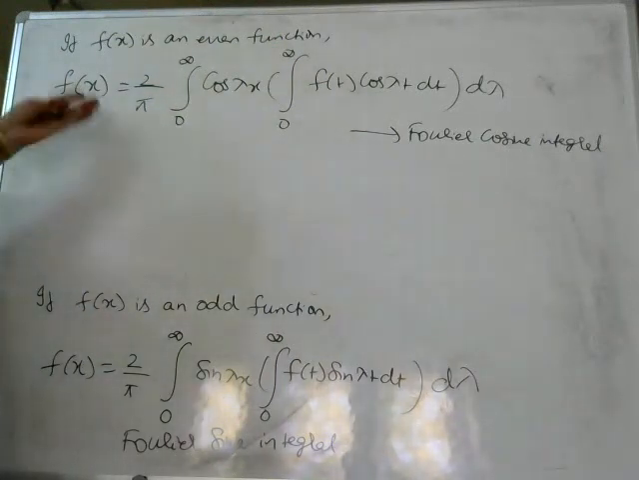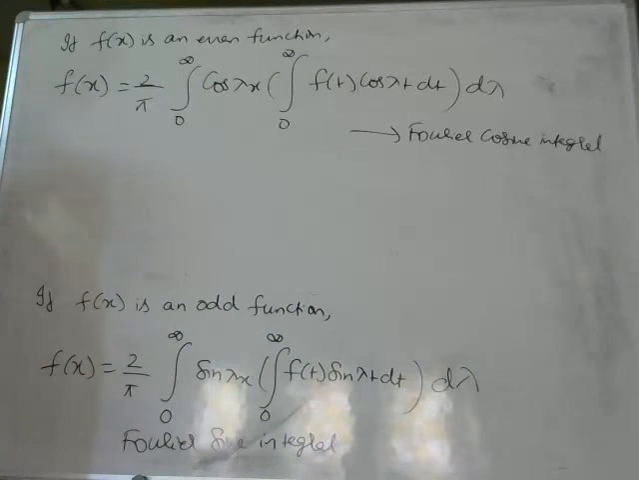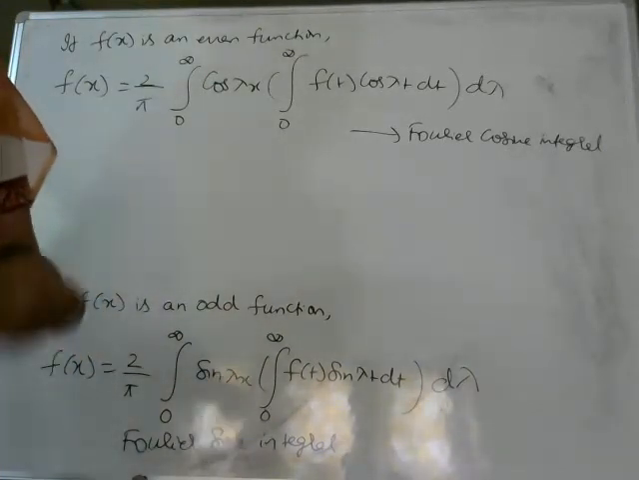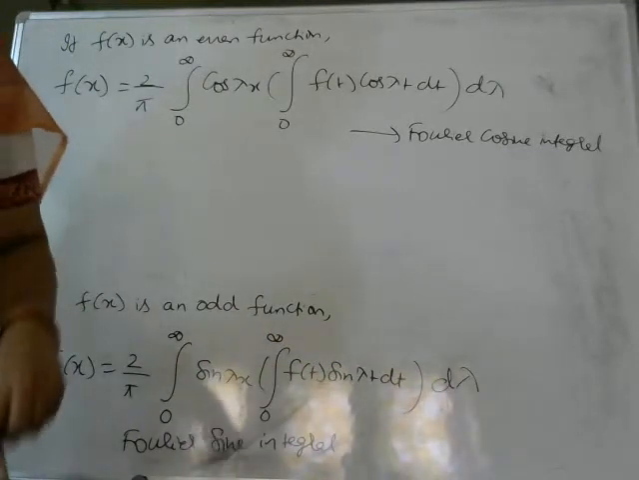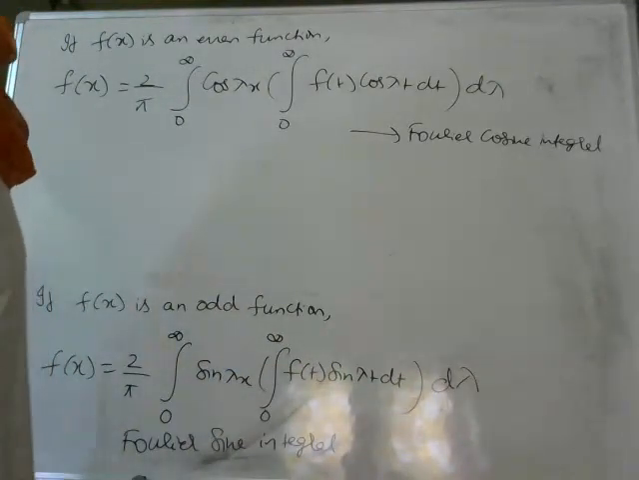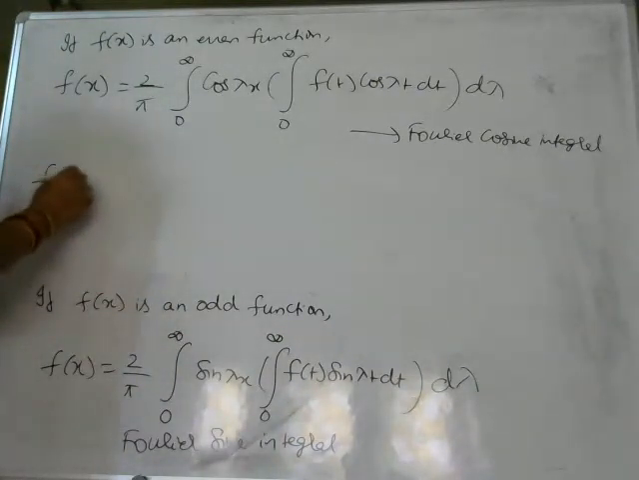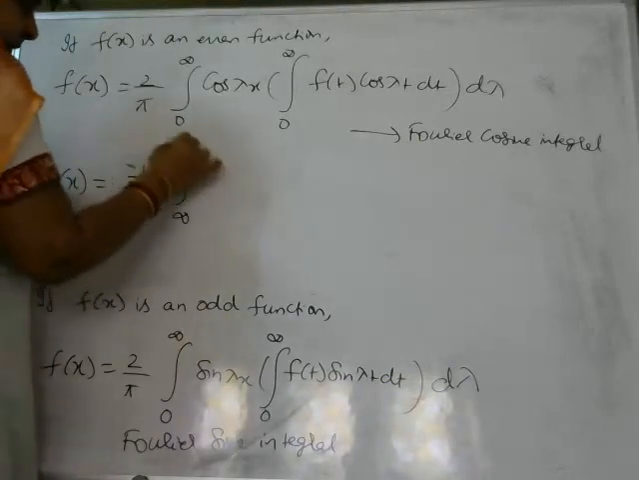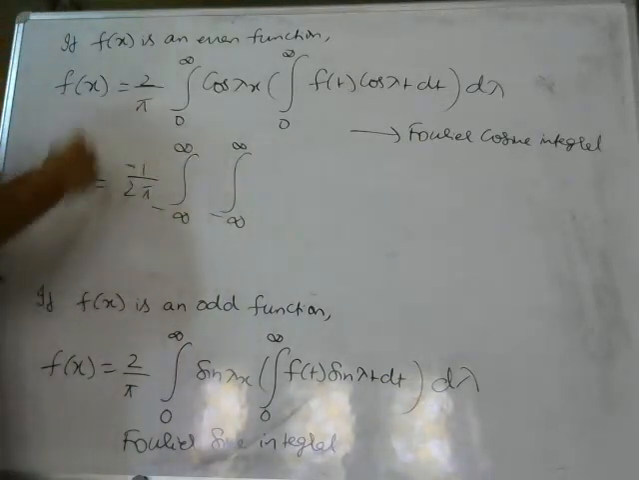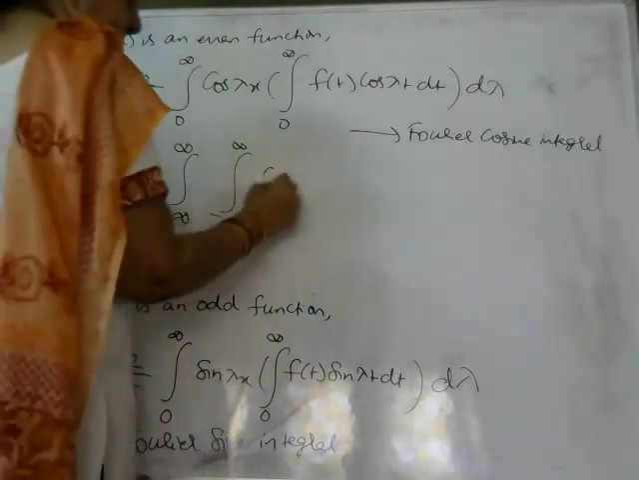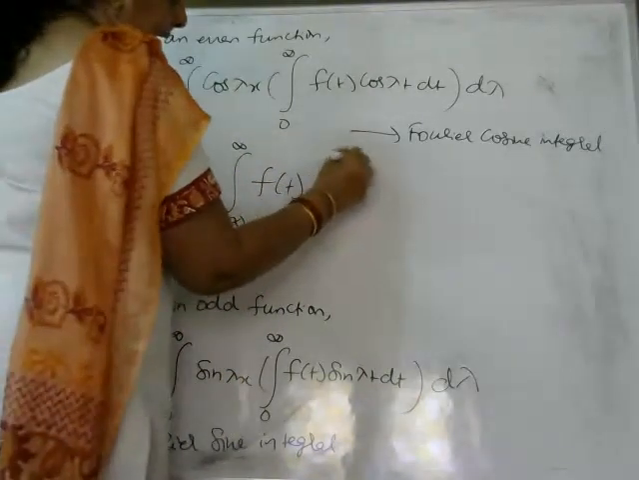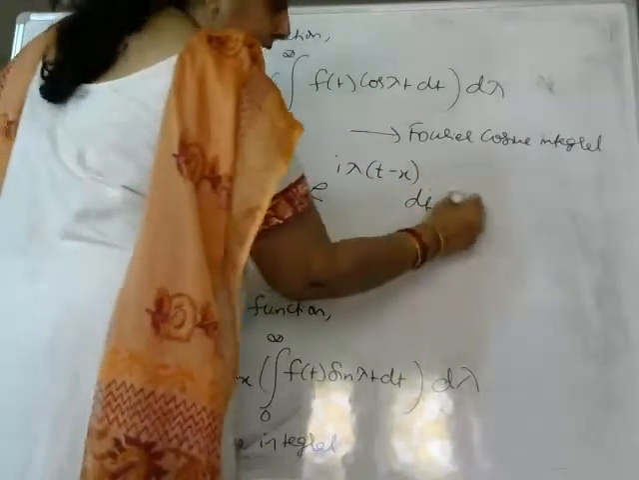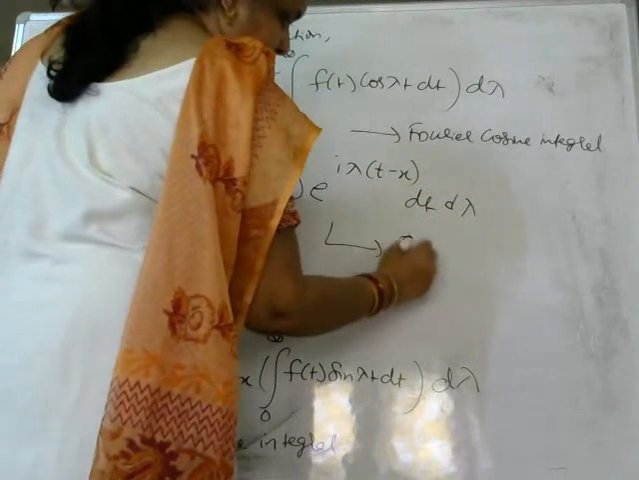If you join these two, the even and odd parts, like a plus ib, how do we write a complex number? a plus or minus ib. So if you join these two with a combination of i, we can write the value of f of x as 1 by 2 pi, with all the integrals from minus infinity to infinity, because I have taken both the integrals extending to the negative side also: f of t e power i lambda (t minus x) dt d lambda. This is called the complex form of the Fourier integral.